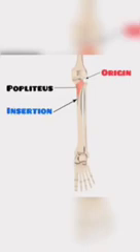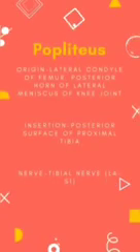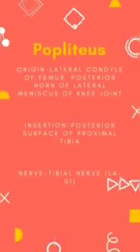Popliteus. Origin lateral condyle of femur, posterior horn of lateral meniscus of knee joint. Insertion posterior surface of proximal tibia. Nerve. It is innervated by the tibial nerve L4 to S1.